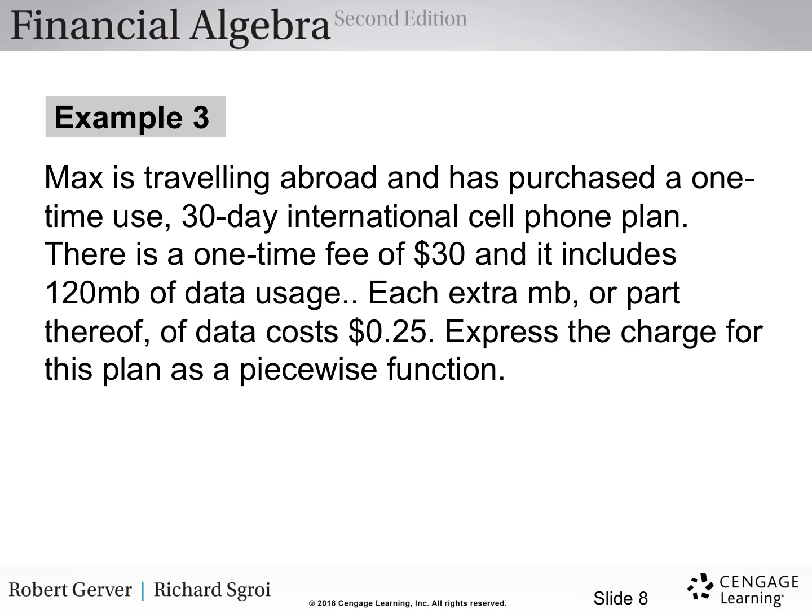Now let's look at example 3. Max is traveling abroad and has purchased a one-time use 30-day international cell phone plan. There is a one-time fee of $30, and it includes 120 megabytes of data usage. Every extra megabyte or part thereof of data costs 25 cents. Express the charge for this plan as a piecewise function.